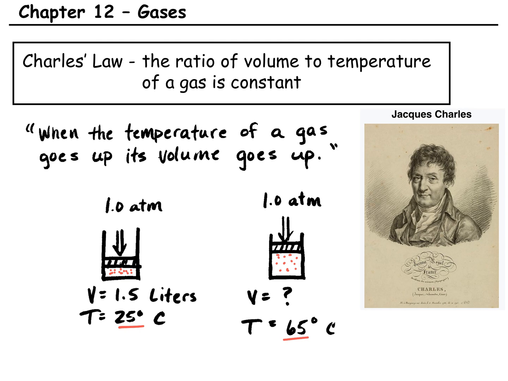That's assuming that the pressure, in this case maybe atmospheric pressure pushing down on the top of the piston, stays the same throughout. Also, the number of gas molecules in there would have to remain the same. Charles' law: increase the temperature, increase the volume, and vice versa. This would be a direct relationship. One goes up, the other one goes up.